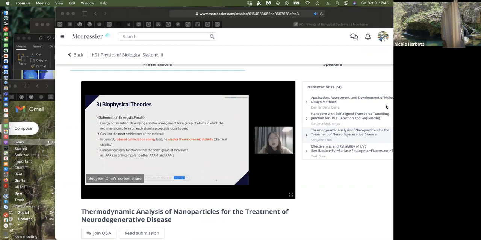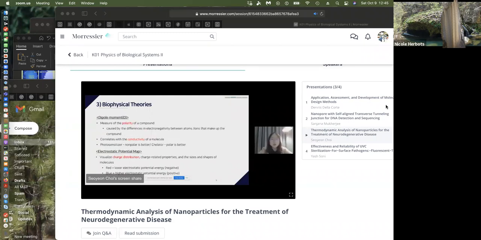In general, reduced optimization energy leads to greater thermodynamic stability or chemical stability. However, we need to note that comparisons of optimization energy only function within the same group of molecules. For instance, molecule AAA can only be compared to other AAA-1 or AAA-2.